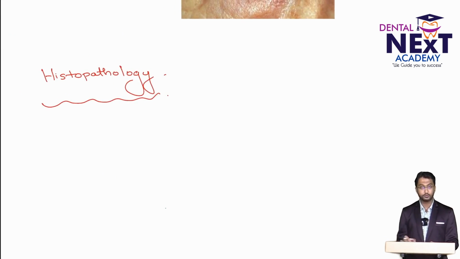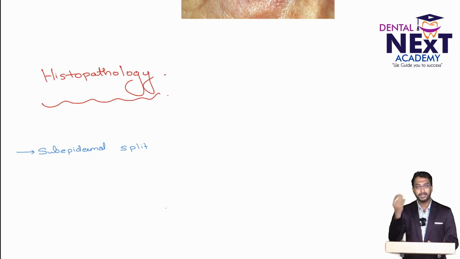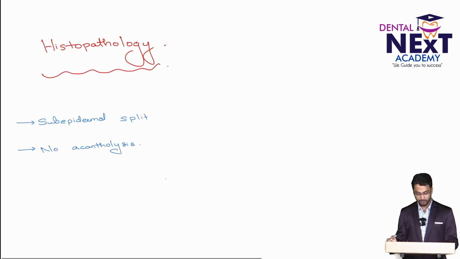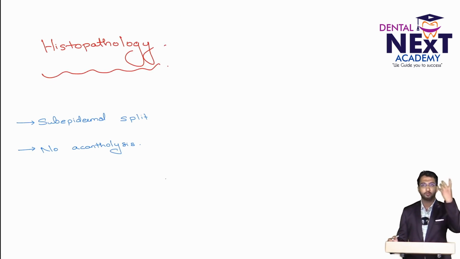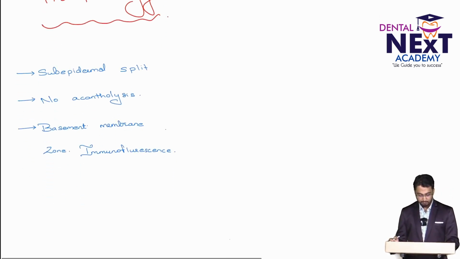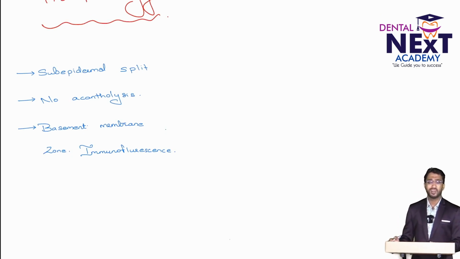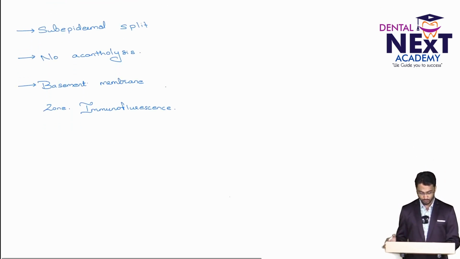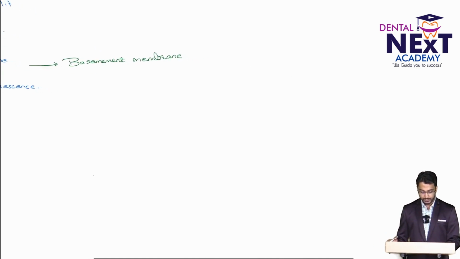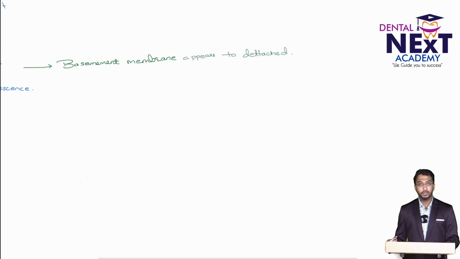Now histopathology is also equally important. There we saw a suprabasilar split in pemphigus. Here we saw a subbasilar, I would say subepidermal, split below the epidermis, where the entire epidermis splits because hemidesmosomes are affected. There is no acantholysis, naturally, because there is no involvement of the spinous layer. Basement membrane zone immunofluorescence is seen, again due to involvement of hemidesmosomes. The basement membrane appears detached from the overlying epithelium.